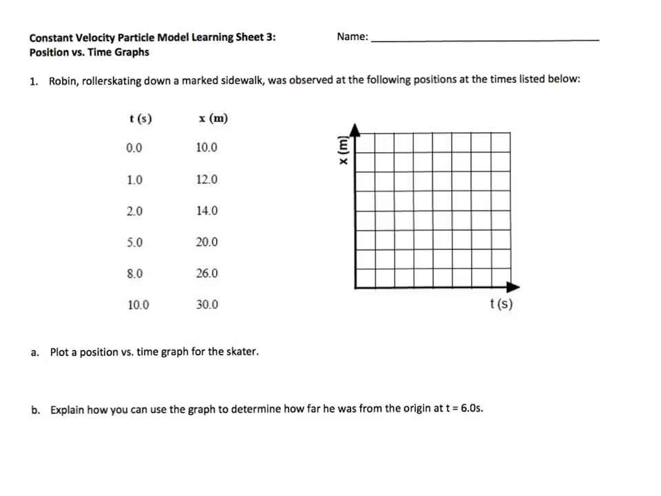Hello, it's Mr. Morse, and we're looking at CVPM worksheet number 3. We're focusing on position and time graphs, and we are trying to figure out what we can learn by looking at those. So in number 1, we're looking at a person roller skating down a sidewalk, and we have positions and times. So we're going to start by working on this graph.